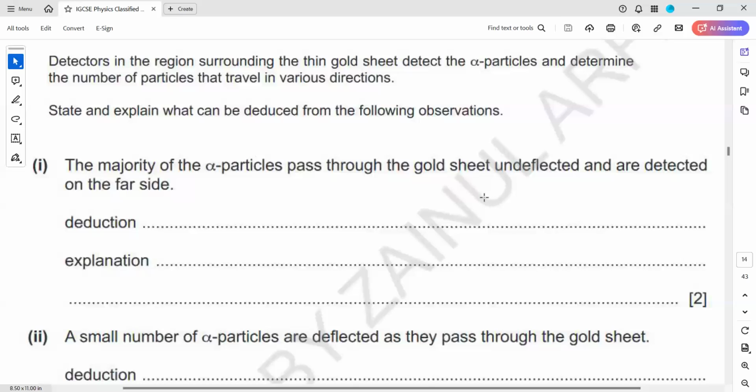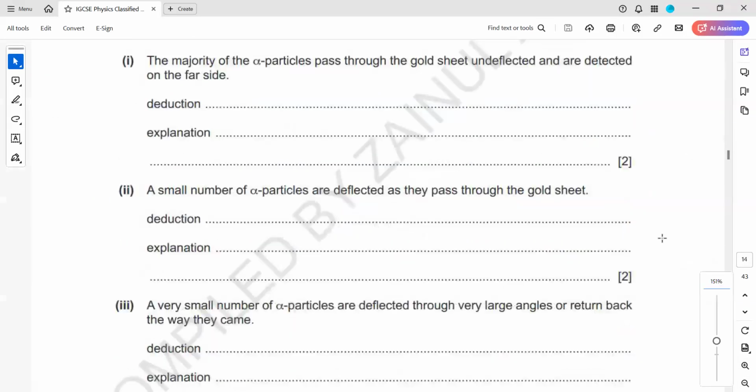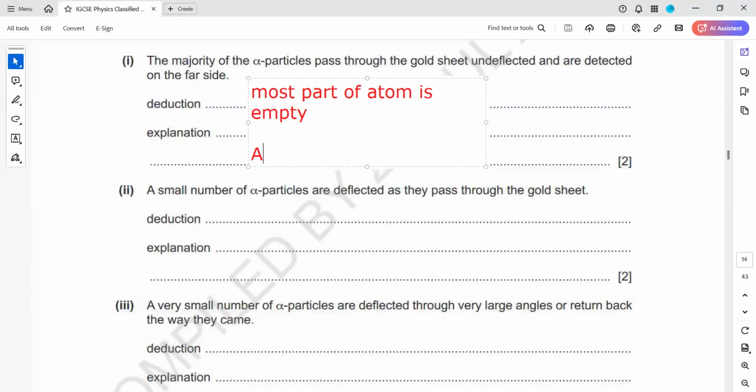The detector in the region surrounding the thin foil detects alpha particles and determines the number of the particles. State and explain what can be deduced from the following observations. First one, the majority of alpha particles pass through and are detected on the far side. So what can we deduce? We can deduce that most part of the atom is empty, and the alpha particles pass through the free space.